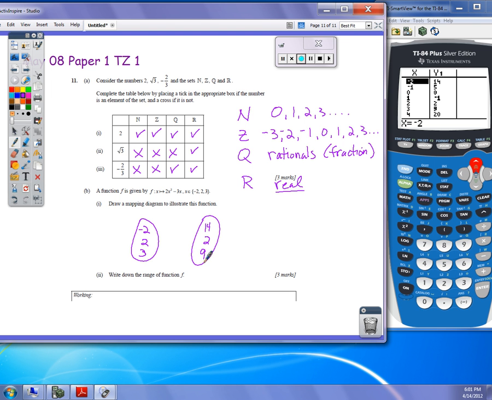Now you do have to, for a mapping, map the x values to the f of x values. But that's all they're asking for right there. And then they want you to list out what the value of the range is. Remember, range are the y values. And that's it.